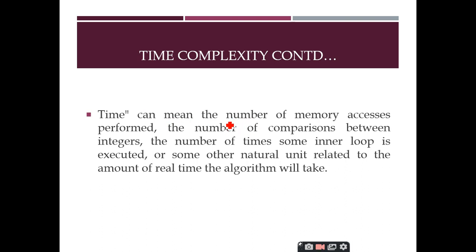It means the number of memory accesses that are performed, right? How many memory accesses you have performed, that is considered for the time complexity. Similarly, how many operations you have done. For example, how many comparisons. Let us assume that the operation that I am going to perform is the comparison. So how many comparison operations I have performed between the integers, that can be considered as the time complexity. And similarly, how many times the inner loop is executed. What do you mean by inner loop and outer loop?